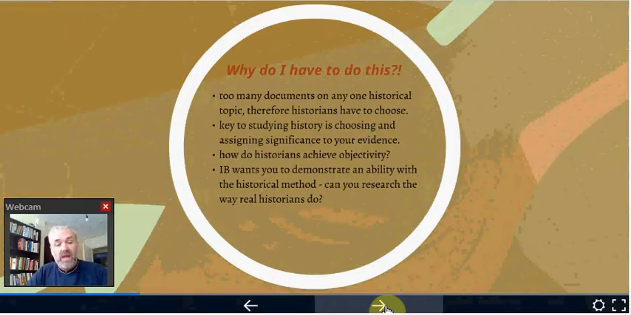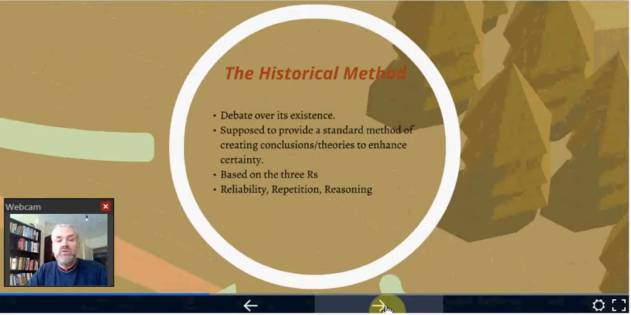On the other hand, if you can demonstrate an ability in this, it is very impressive, and this is exactly the kind of student that's deserving of a 6 or a 7 in IB history, and it's also the kind of student that's going to do incredibly well if they choose to study history at the post-secondary level. So let's talk about this historical method.